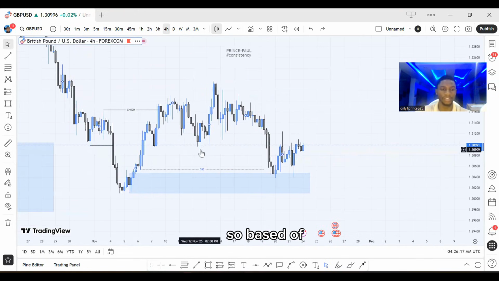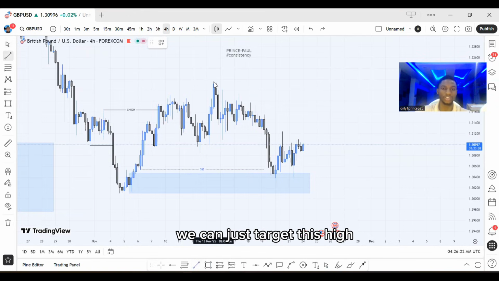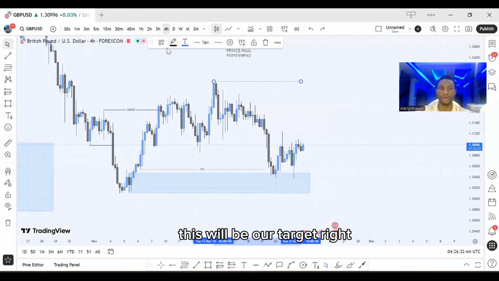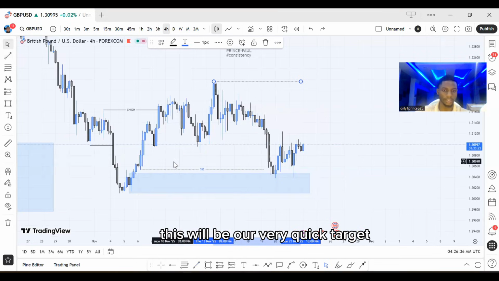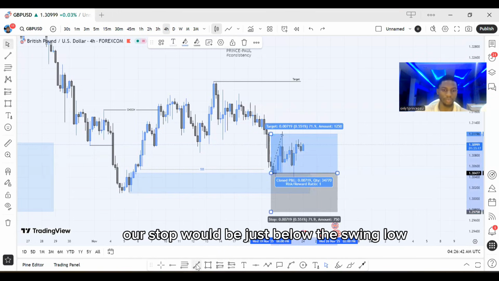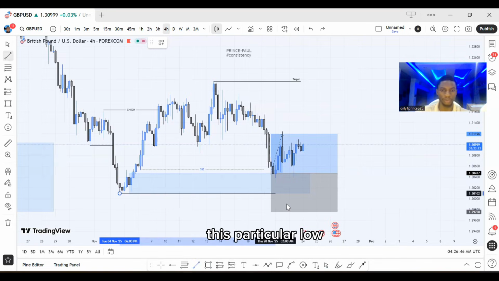So based only off what we are seeing on the screen, we can just target this high, assuming on a 4-hour time frame we wanted to execute aggressively. This will be our target, right? This will be our very quick target. Then our entry will be over here, right? Our stop will be just below the swing low, this particular low.